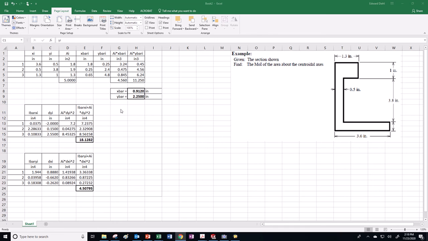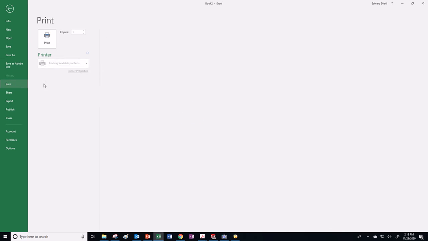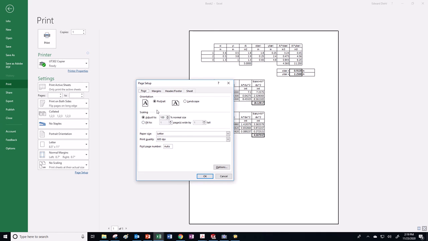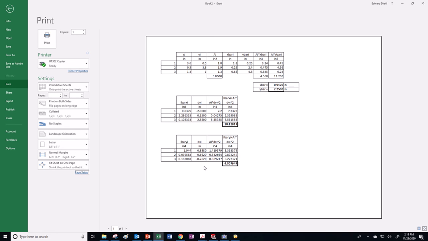And set the print area, and then go to Print, and oh, it works. Okay, so everything fits. If that didn't fit, or if you might want to change, you could do the page setup, and you could set it to fit to a certain area. You could change it to landscape if you wanted to, if things didn't work out the way that you wanted to fit. So there you go.